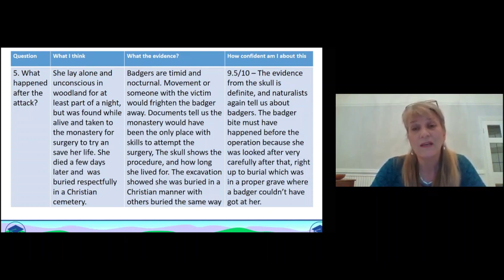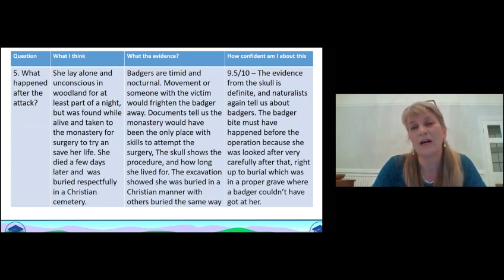Documents tell us that the monastery would have been the only place with the skills to attempt the surgery, and the skull is evidence that this surgery was attempted and also shows us how long she lived for. And the archaeological excavation shows us that she was buried in a Christian manner in a Christian cemetery with others buried in the same way.